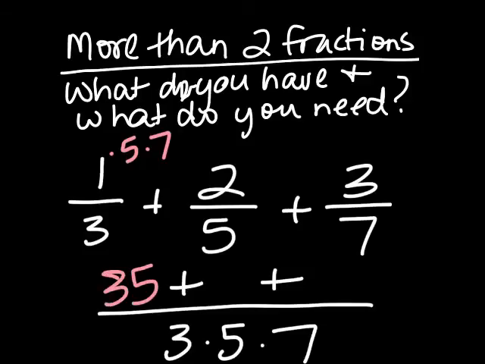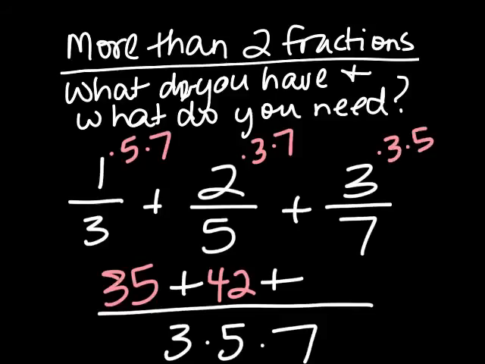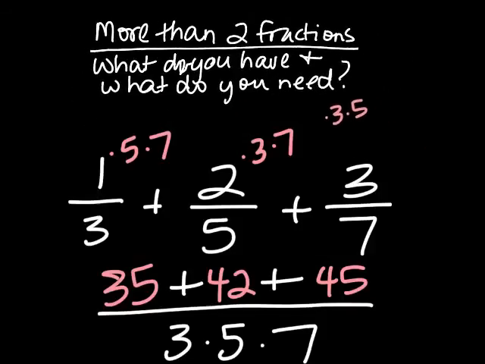Okay? For the 5, I have a 5, I'm missing the 3 and the 7. So I'm going to multiply the 2 by 3 and by 7. So 2 times 3 is 6, times 7 is 42. And for the last one, I have a 7, I'm missing the 3 and the 5. So I multiply by 3 and by 5. 3 times 3 is 9, times 5 is 45. So now I've got it completely set up. Now all I have to do is simplify all of that down.